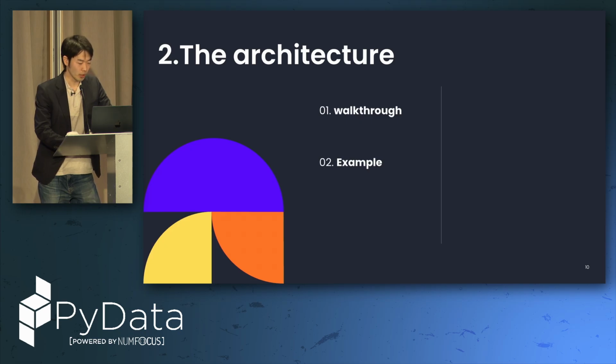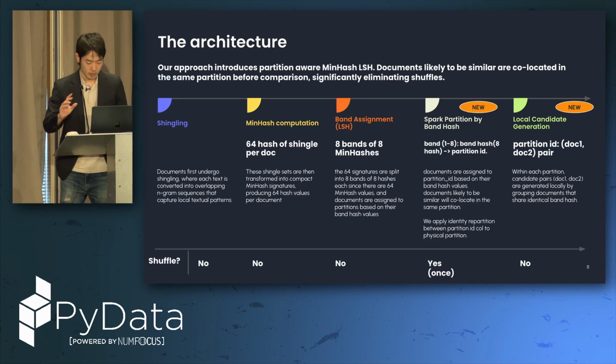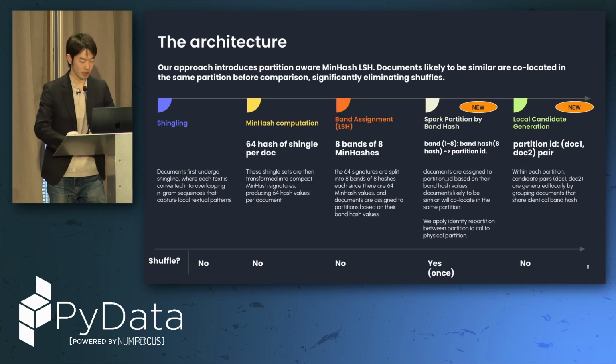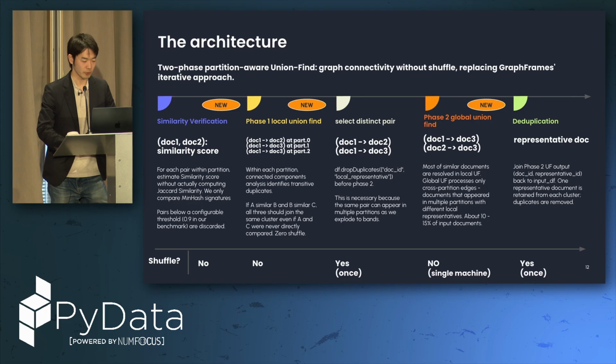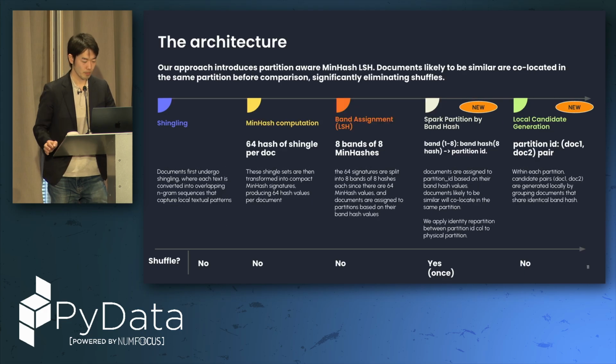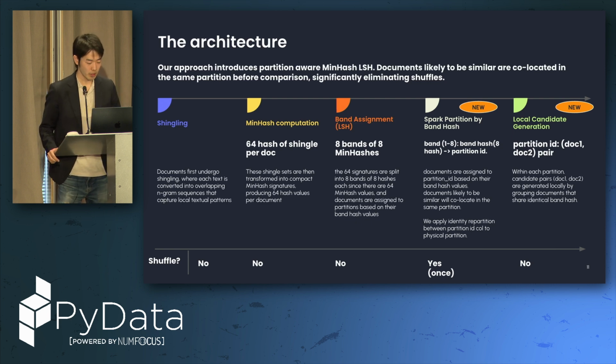Then now we can go over the architecture. I'll first walk through the architecture and then a visual example later. Okay, so we have part 1 and part 2. Part 1 is all about MinHash LSH, and part 2 is all about graph connectivity using the partition-aware union find. Right, part 1, MinHash LSH, we have shingling, MinHash computation, band assignment, LSH.